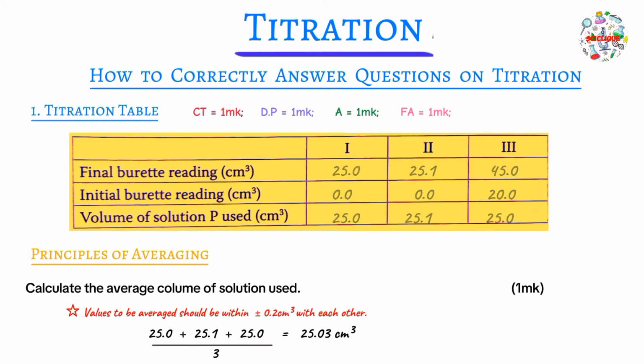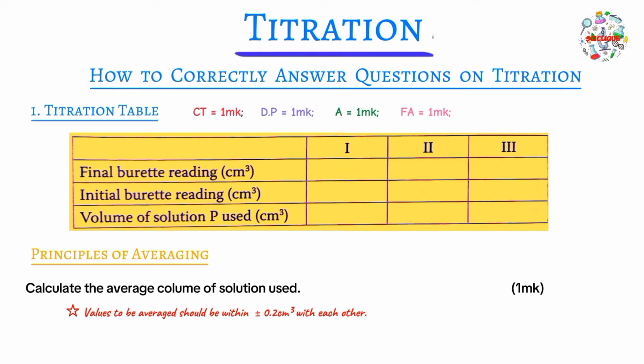But if you have titers that don't all have a difference of 0.2 or less, then you're going to pick 2 that actually do. So for example, I have 3 titers over here: 25.6, 25.2, and lastly 25.3. Now, if I look at the first one, 25.6, if I were to take 25.6 and 25.2, these 2 values actually have a difference of 0.4. So it's not acceptable.